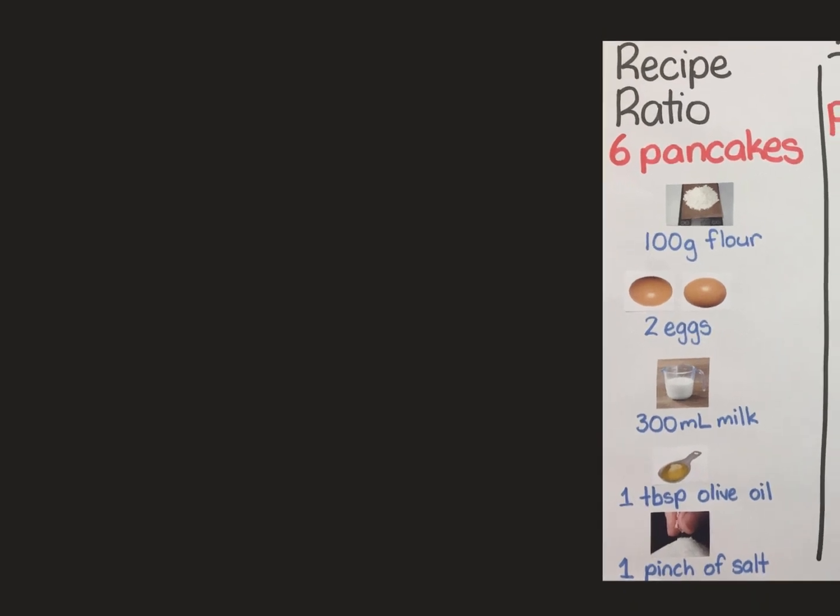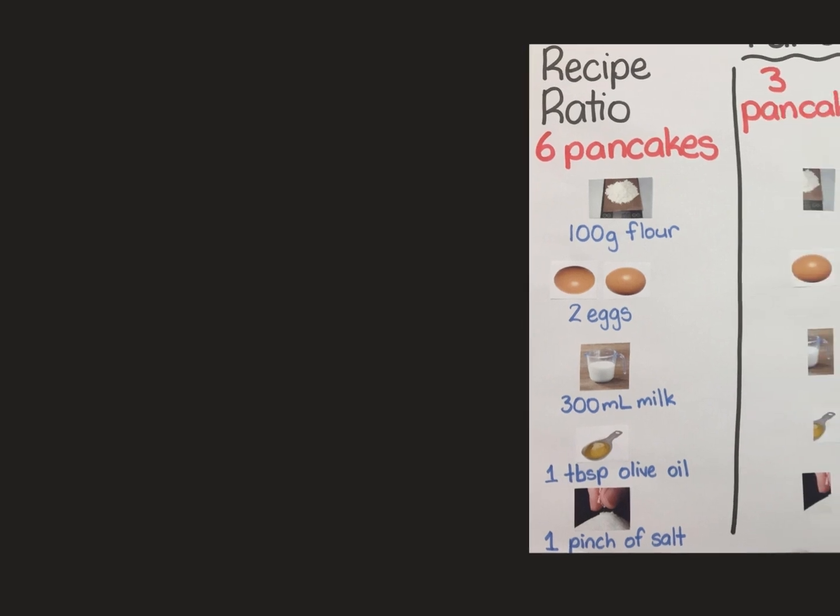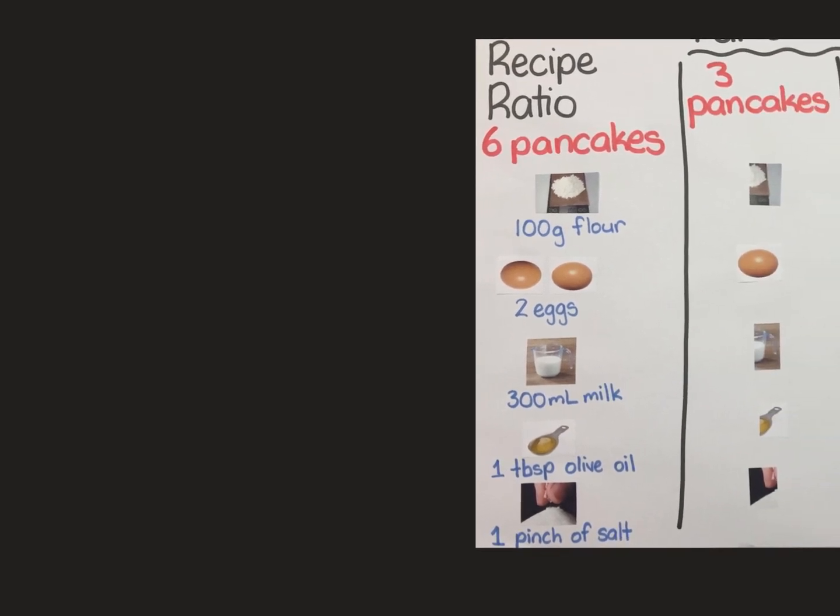So when you have a recipe, there's lots of ingredients. You could have flour in pancakes, eggs, milk, olive oil, salt. And there's a certain number of those ingredients that you need depending on how much you want to make, right? So if you want 6 pancakes, you need to follow the recipe and the amounts accordingly. But sometimes in recipes, you want a different amount than what they're giving you. And so let's say that you want to make 3 pancakes instead of 6.